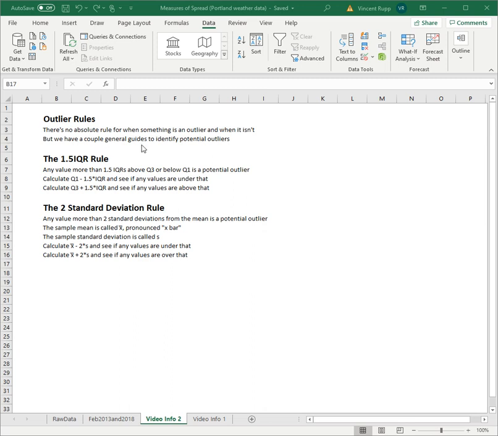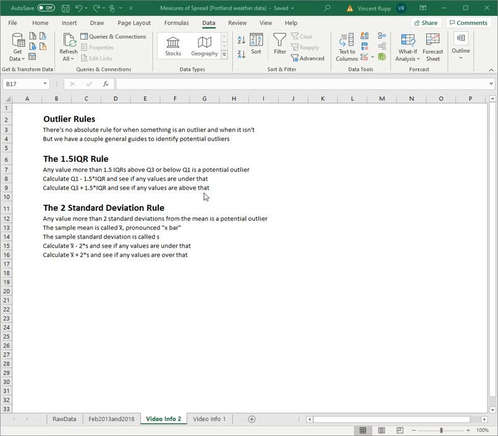There are a couple general guides to identify potential outliers. The first one is called the 1.5 IQR rule, which says that any value more than 1.5 IQRs above Q3 or below Q1 is a potential outlier. So to use this rule, you just calculate Q1 minus 1.5 times IQR, see if any values are under that. Similarly, calculate Q3 plus 1.5 times IQR, see if any values are above that.